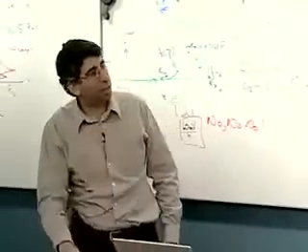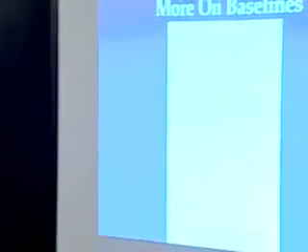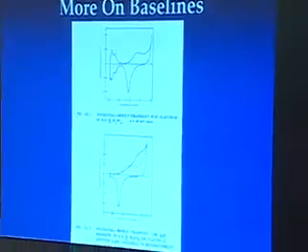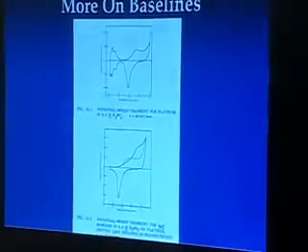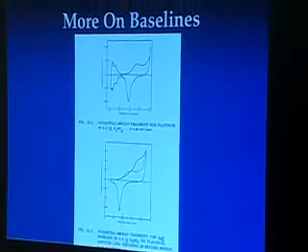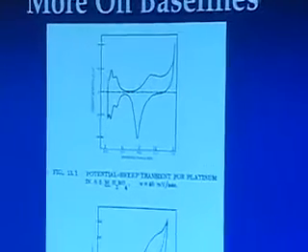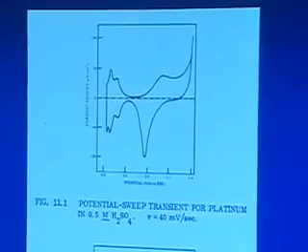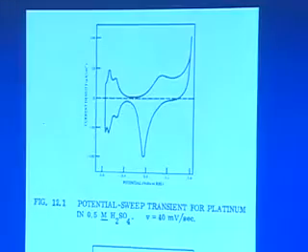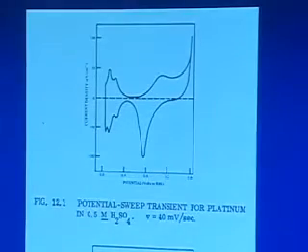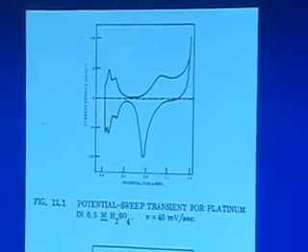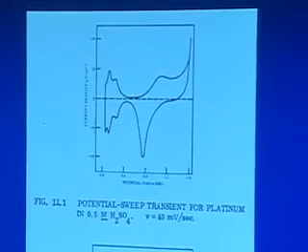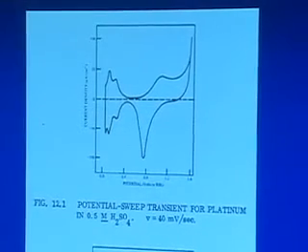This is out of Gileadi's book. The cyclic voltammogram on the top here is a platinum electrode in 1 molar sulfuric acid. Nope, I lie. Half molar sulfuric acid. No redox active species intentionally added to solution. There's just water, sulfuric acid, and the platinum electrode. That's the baseline. Okay. What's going on there?